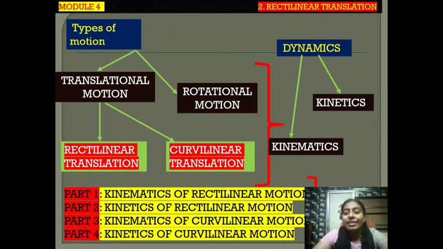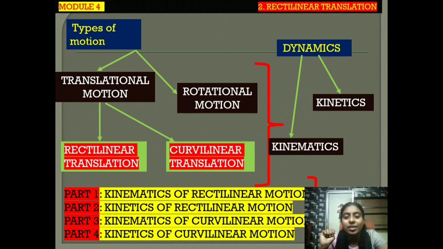So a small introduction. We have already seen in our fourth module we have 4 parts to learn. That is, we studied about dynamics and types of motions. And comparing these both, we have 4 parts. Part 1, kinematics of rectilinear motion. Part 2, kinetics of rectilinear motion. Part 3, kinematics of curvilinear motion. And Part 4, kinetics of curvilinear motion.